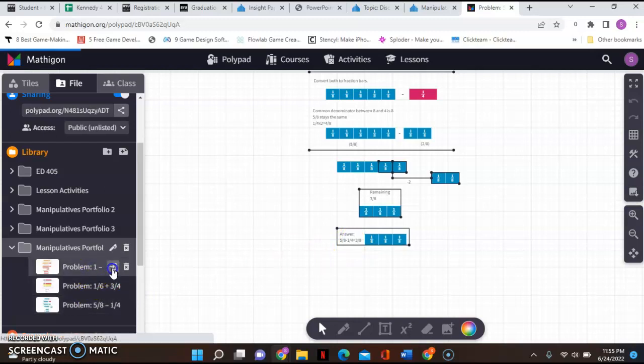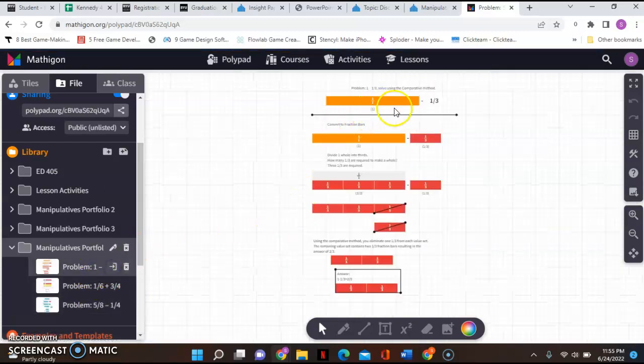And finally, we have the problem 1 minus 1/3, and we had to solve using the comparative method. And so here's the original equation. And so I had to convert this to fraction bars just to get an idea of what I was looking for and what I had to solve for.